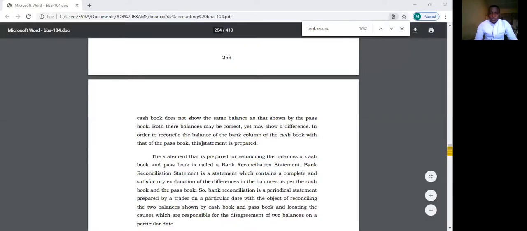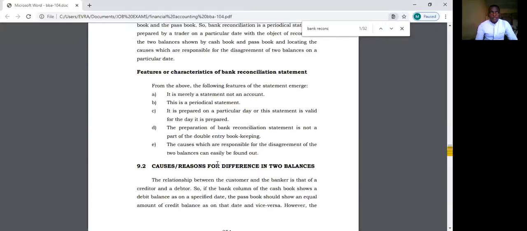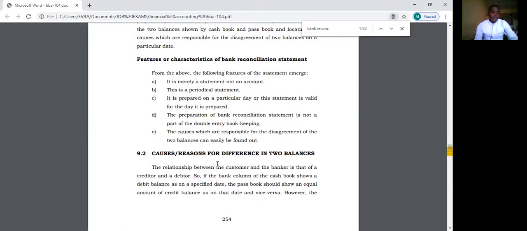So let us proceed about this bank reconciliation. As I continue to say, what we are looking at is the difference between the bank statement and the cash book. So here are the features or characteristics of bank reconciliation statements. From the above, all the following features of the statement emerge. The first characteristic: it is a mere statement, not an account. Second, this is a periodic statement. Those are characteristics of bank reconciliation.